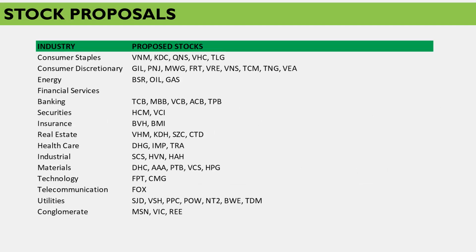We go to the final content of our discussion today, stock proposal. We maintain here the list of GICS standards. They are mainly blue chips, which are leading companies in the industry with a reputation for strong finances. You can see in consumer staples, brand name stocks like Vinamilk, VNM, KDC, VSC; banking TCB, VCB; real estate VHM, KDH; materials DIC, HPG; technology FPT; and conglomerates like MSN, VIC, REE.